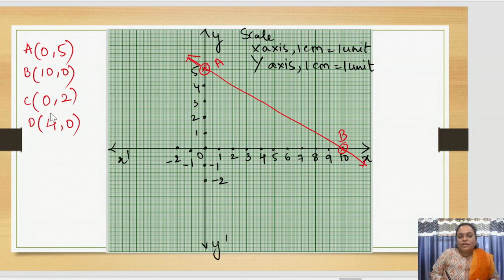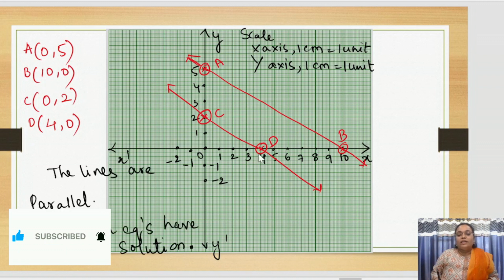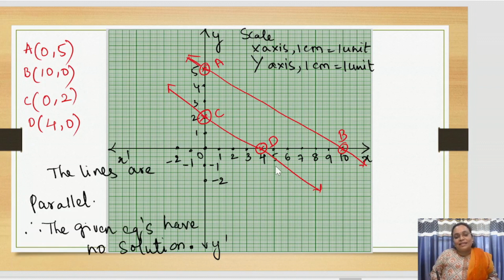The next one is 0 and 2. 0 on the x-axis, 2 on the y-axis, which is this one. 4 and 0, 4 on the x-axis and 0 on the y-axis, which is this. Okay, let us join these 2 points, which is C and D point. So from the graph, we can say that these 2 lines are parallel lines. So we know that parallel lines have no solution. Therefore, the given equations have no solution.